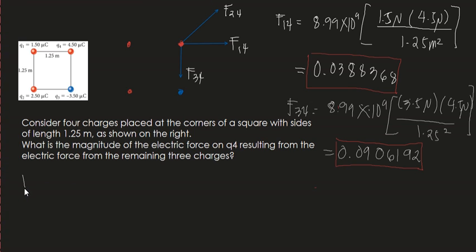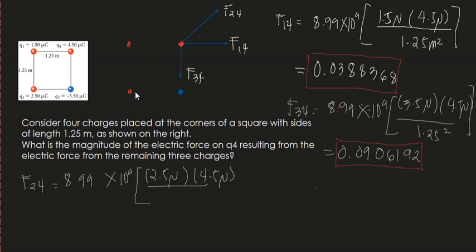For F24, this is equal to k, which is 8.99 times 10 raised to 9, multiplied by Q2 Q4, which is 2.5 micro multiplied by 4.5 micro. But this time, the distance between Q2 and Q4. So Q2 and Q4 is this one. So our side is 1.25, and another side is 1.25. So this is the distance.